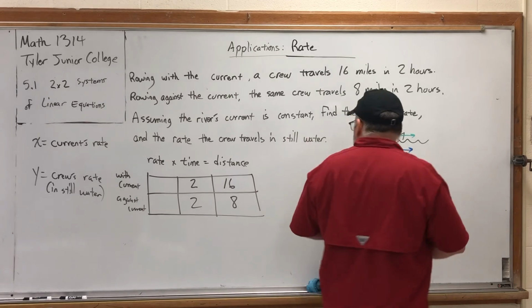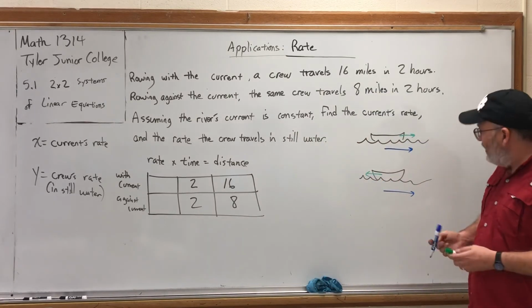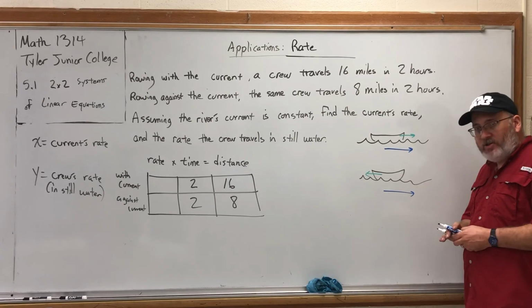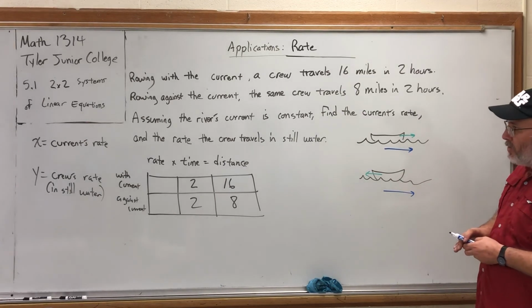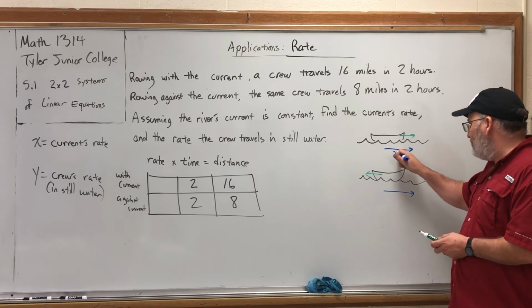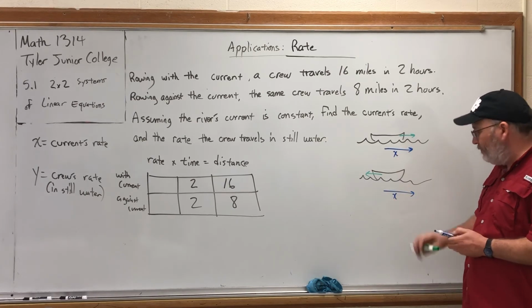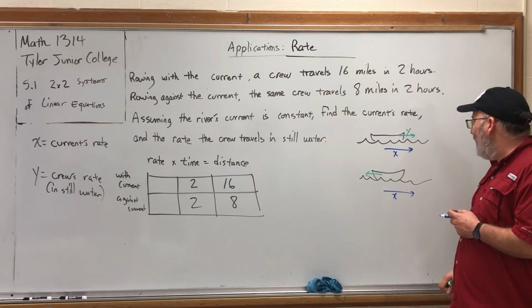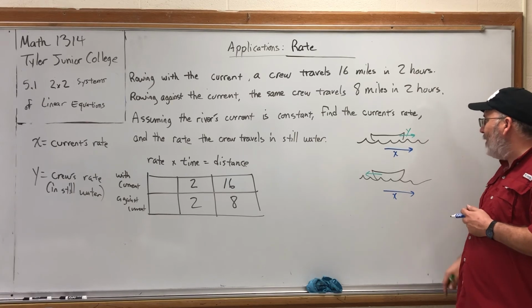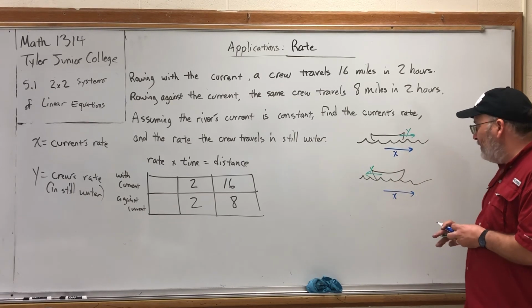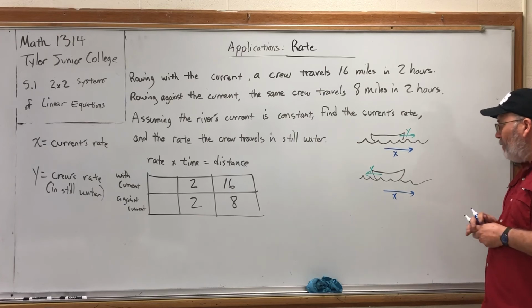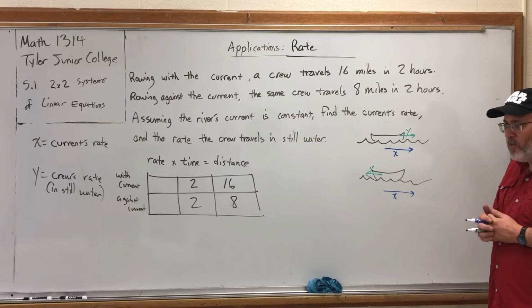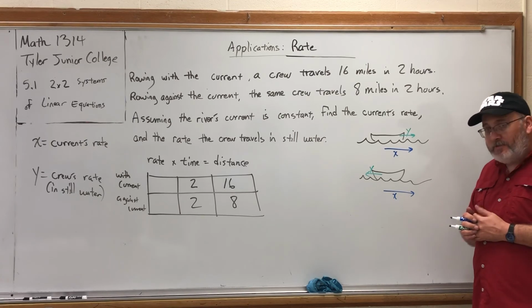The first thing you need to know is the equation rate times time equals distance. The other thing you need to know is how these currents work when they're working with each other and against each other. We're calling the current's rate x, so I'm going to put an x under these blue arrows pointing to the right. And we're calling the crew's rate y, so I'm going to put a y above the green arrow, the one on top pointing to the right, the one on the bottom pointing to the left. But how do these rates work relative to each other? In a word, physics, and another word, vectors, but more simply put, plus or minus.